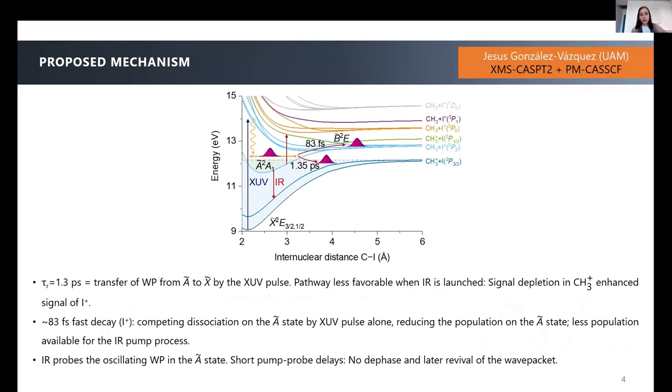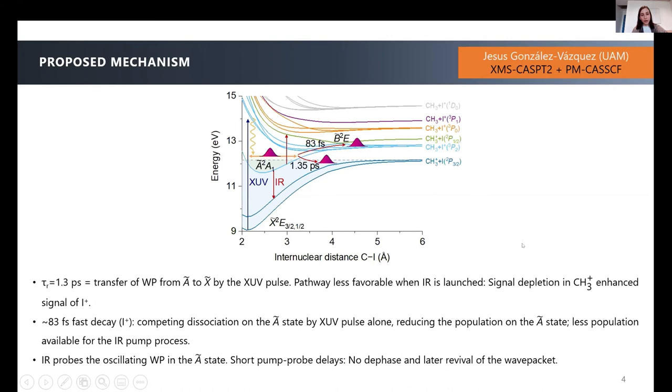So, taking into account the experimental findings as well as the theoretical calculations, we can propose the following mechanism for this photo-induced dynamics. The slow component that we observe in the transient can be attributed to a transfer of the wave packet from the first electronic state down to the ground state by means of internal conversion. But if we are launching the infrared pulses, this pathway becomes less favorable, so we observe this signal depletion in the methyl plus signal and the enhanced signal of iodine plus.